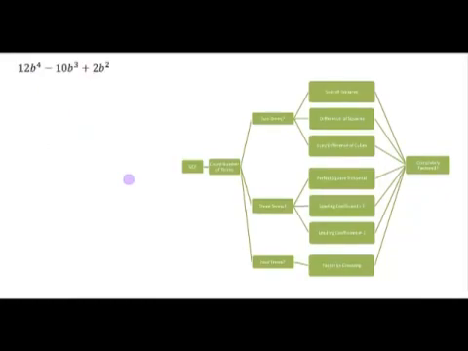12b to the 4th minus 10b cubed plus 2b squared. The first thing we want to do is check for a greatest common factor, and I do have a 2b squared in common. So I'm going to take that out, and I'm left with a 6b squared minus 5b plus 1. Now I want to count the number of terms. I have 3 terms. So is this a perfect square trinomial? It's not, because 6 is not a perfect square. The leading coefficient is not 1.